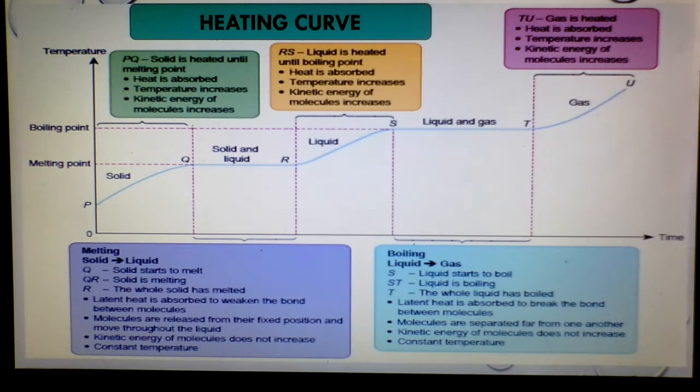For TU, you can see there's an increase in temperature, meaning heat is absorbed to increase the kinetic energy of the molecules. So for TU, gas is heated, heat is absorbed, temperature increases, kinetic energy of molecules increases. The amount of heat required, we call it heat capacity. So you must be able to identify the type of heat required for each of these parts and be able to state the phase of matter at all these parts of this heating curve.